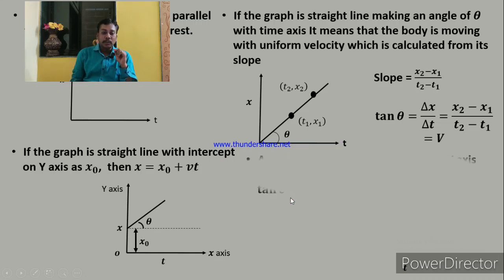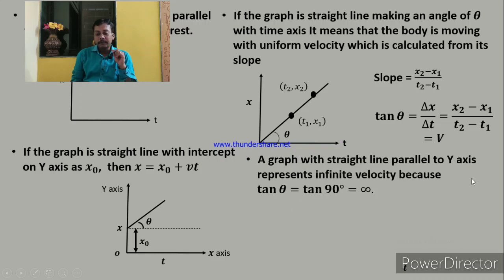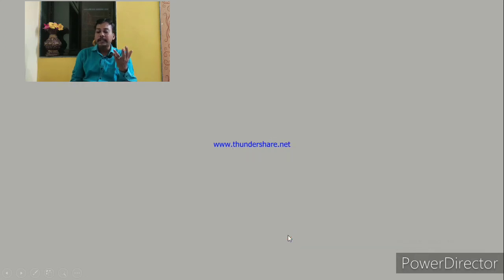So the equation is x0 plus vt, where v is velocity, t is time and x is displacement. Now the next graph: a graph with a straight line parallel to the y axis represents infinite velocity, because tan theta is equal to tan 90, which is infinity. Here we draw a straight line parallel to the y axis. In this situation the velocity is infinite, because if we calculate the slope, that is the velocity, it becomes infinity, because theta is 90 degrees.